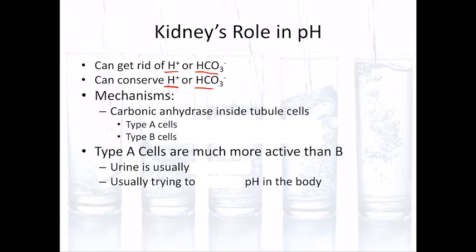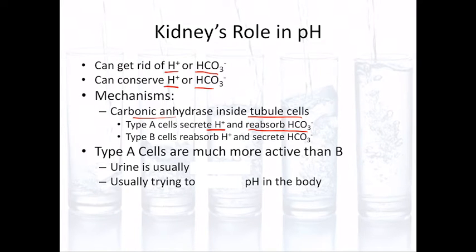And so inside the kidney tubule cells, we have carbonic anhydrase. We have two different types of cells. The type A cells secrete hydrogen and reabsorb bicarbonate, and the type B cells do just the opposite. They bring back, or reabsorb, hydrogen, and they get rid of bicarbonate.